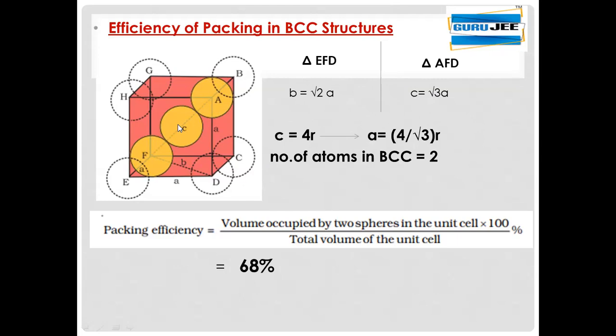Do you understand? Yes. The distance between the corner atom and the central atom is half of the body diagonal. The body diagonal is given by c, which is equal to root 3 a. So half of the diagonal is root 3 by 2 a. So keep this picture in your mind. Do you understand? Yes, ma'am.